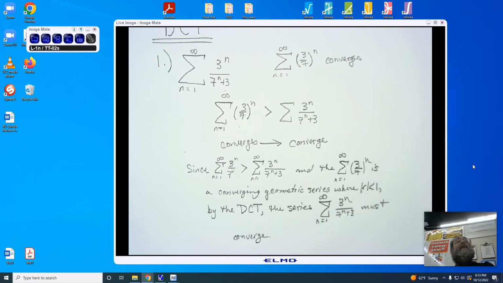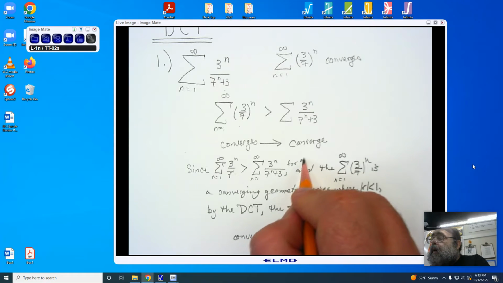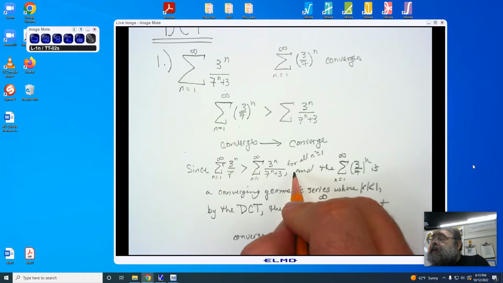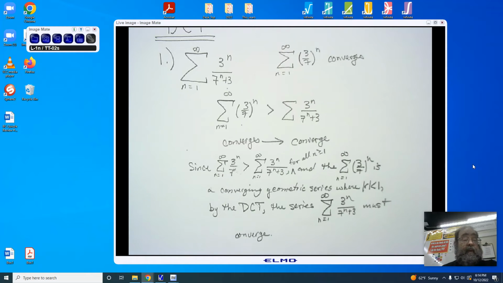And there we have our statement. Since the summation from 3 to the nth over 7 to the nth is greater than the summation we're considering, and this is for all values of n greater than or equal to 1. Now let's put that in. For all n greater than or equal to 1, let's just try to be as specific. And the series (3/7) to the n is a converging geometric series where the ratio is less than 1. By the direct comparison test, the series must converge. We're done. That is my first example.